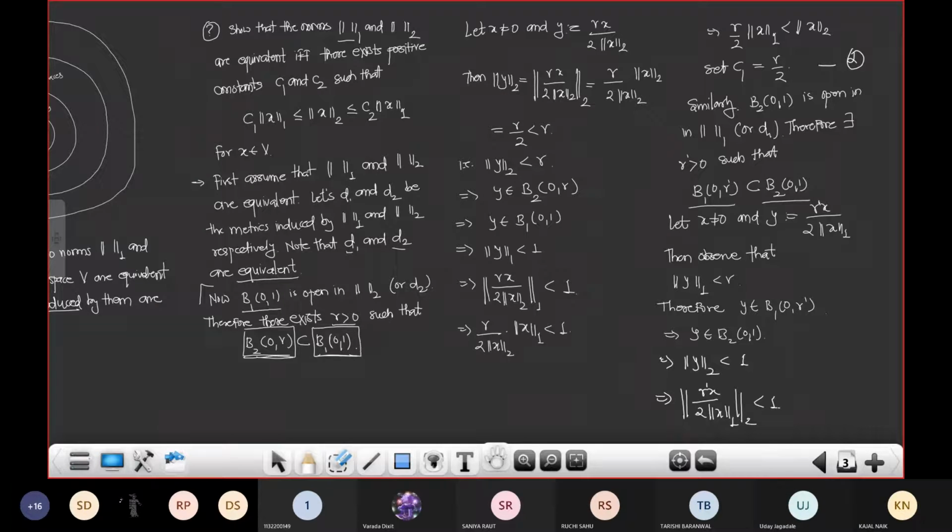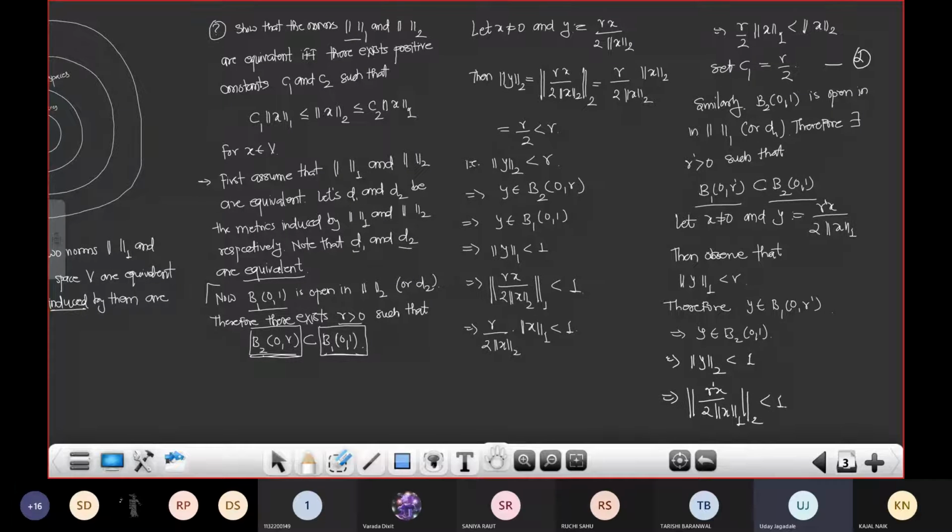Now we are going to assume the existence of such constants C1 and C2 which satisfy this inequality, and we want to prove that these two norms are equivalent. This is what we want to prove. Now let's move to that part.